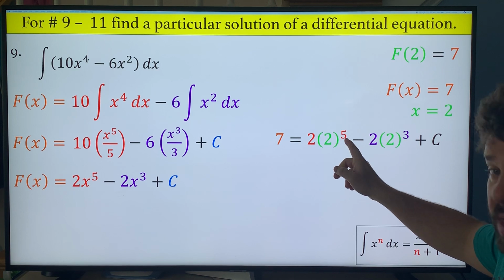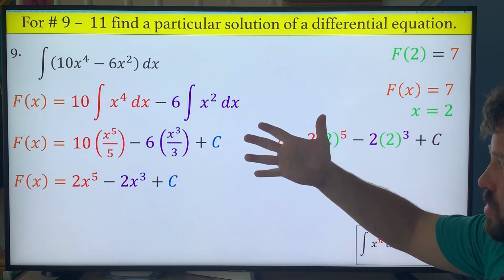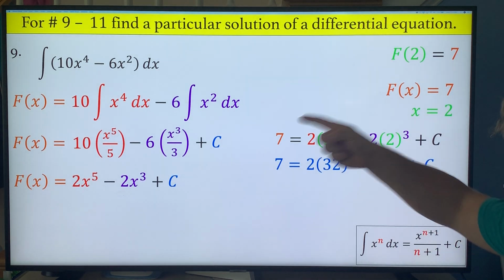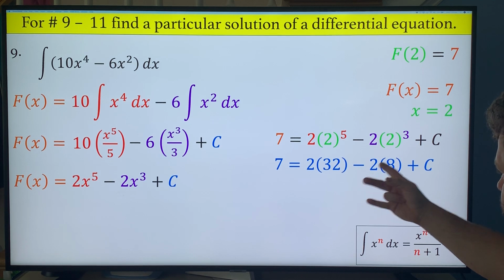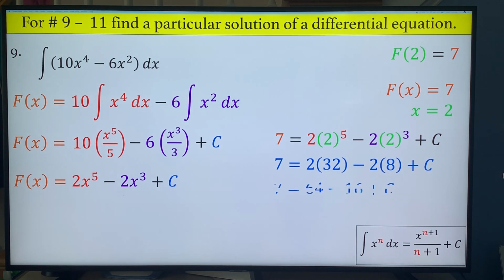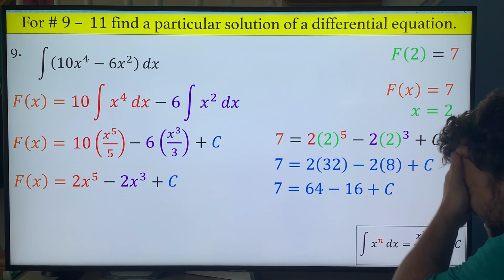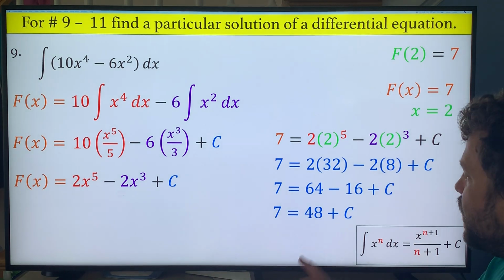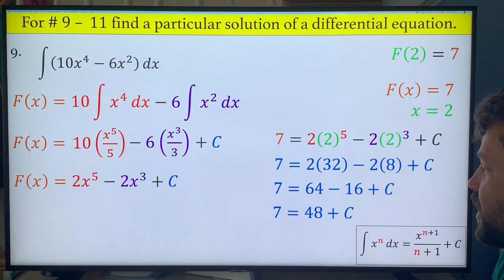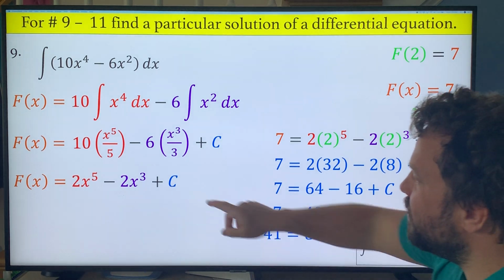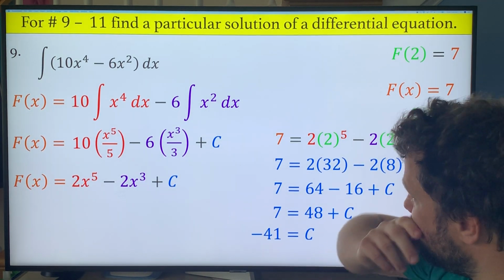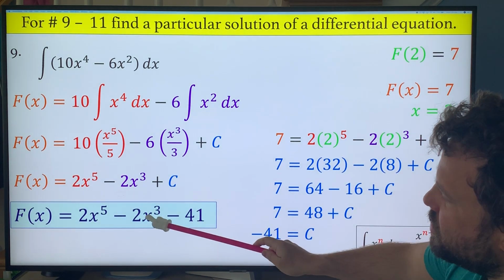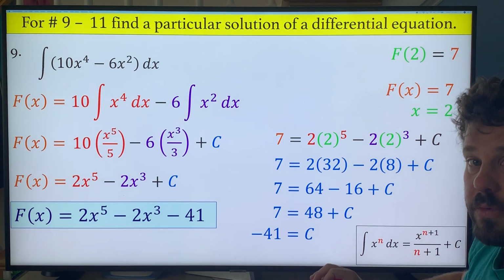Now, this is not 2 times 5. This is 2 times 2 times 2 times 2 times 2. All right? So it's 2 times that, which is 32, minus 2 times 2 is 4 times 2 is 8, plus c. 64 minus 16 plus c. 64 minus 16 is 48. Now, in order to solve for c, you subtract 48 from both sides, and you get negative 41. So that is the value of my c. Since I have the value of my c now, I'm going to plug it in here, and that's my answer: 2x to the 5th minus 2x to the 3rd minus 41.